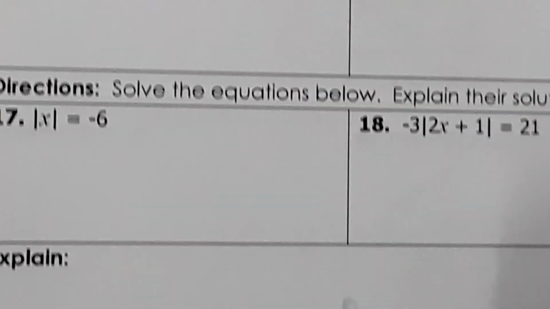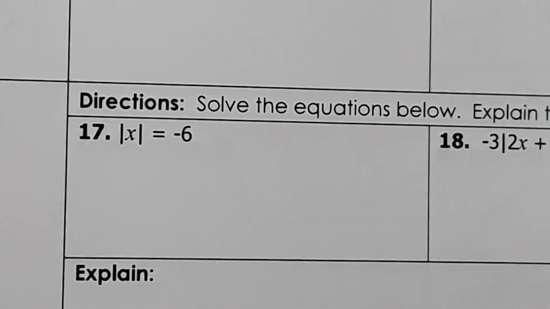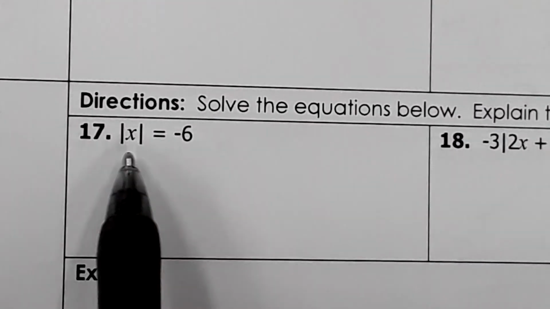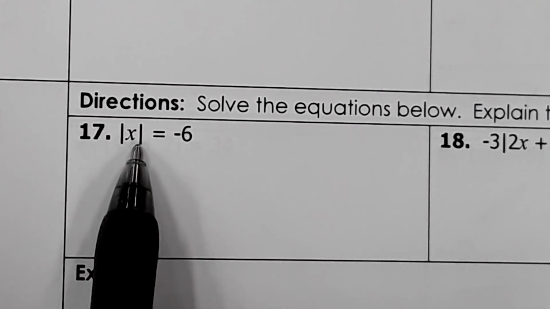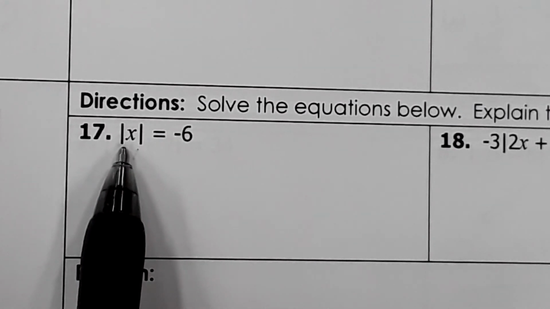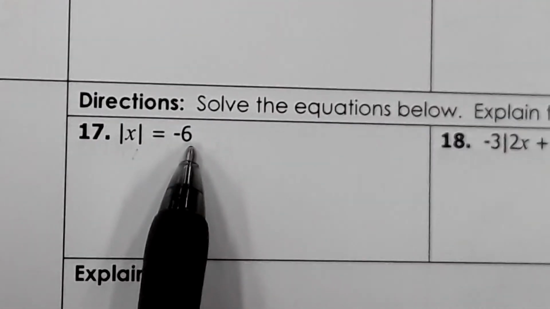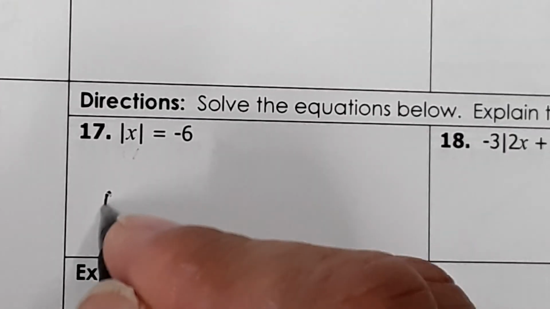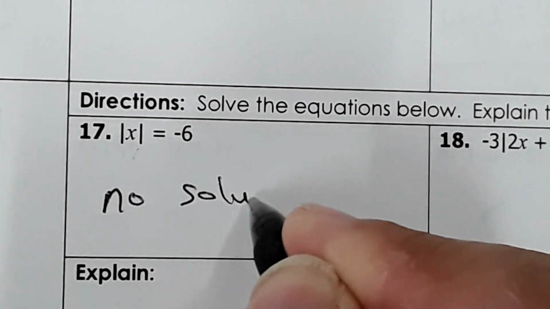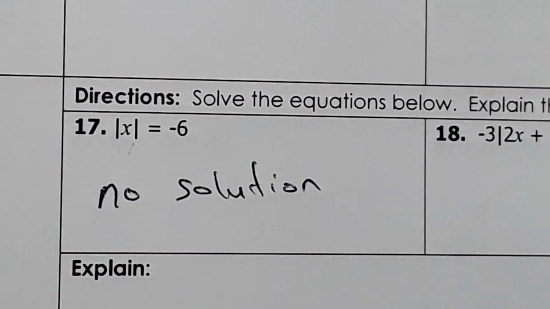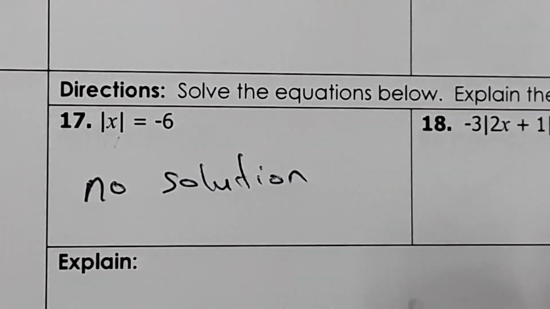Special cases. There's always special cases. The absolute value of anything has to be a positive number, right? But this says the absolute value of whatever this number is negative, and that's not possible. And if you understand how absolute value works, as soon as you saw that, you could say no solution.